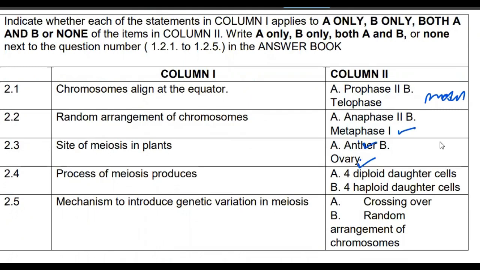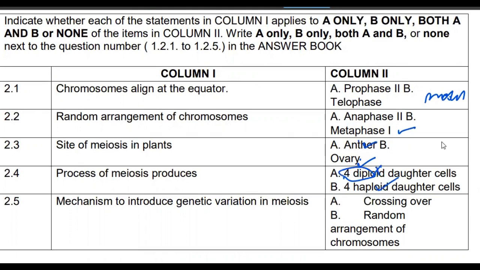Meiosis results in four haploid daughter cells, not four diploid. So this one becomes wrong. So this is the correct one.